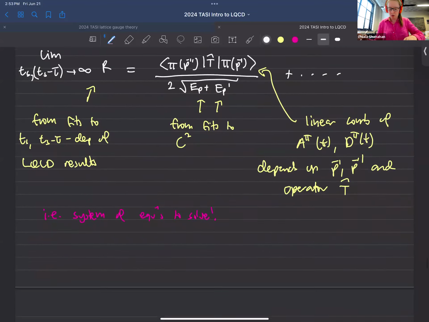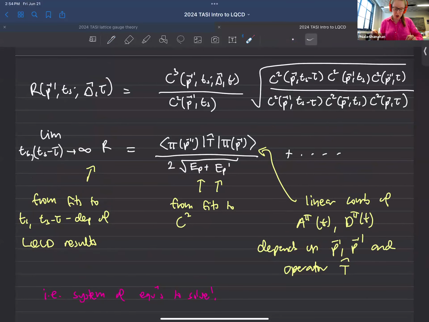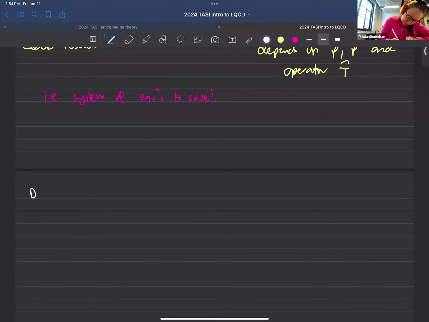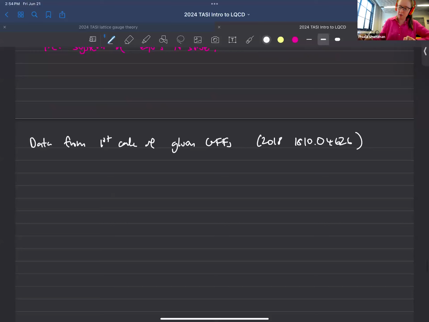Okay, so I'm almost out of time, in just the last minutes. So I want to show you what this actually looks like. So here I'm going to show you some data from what was actually the first calculation of the gluon GFFs, which was 2018. I'm just choosing that because it's sort of easy to look at.